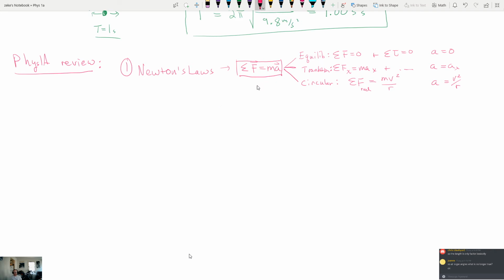When do you use Newton's laws? Well, you use Newton's laws whenever you've got a system that has forces acting on it, and you know that there's going to be a constant acceleration. So usually you're using Newton's laws when the acceleration is constant, right?